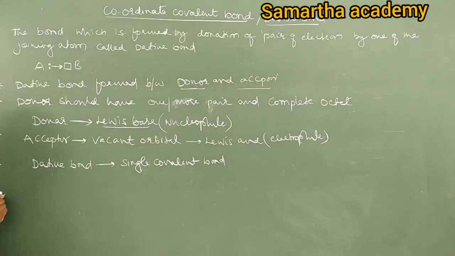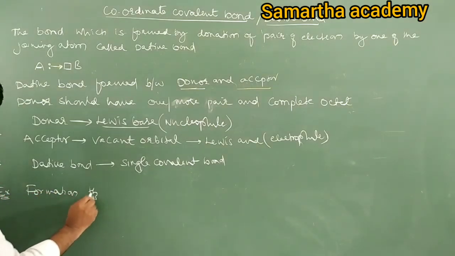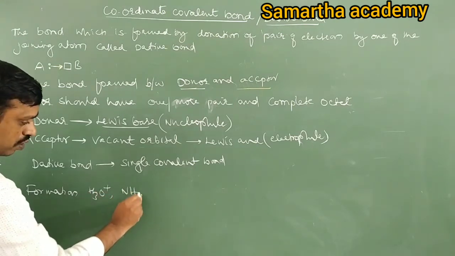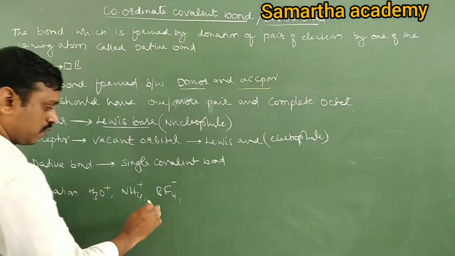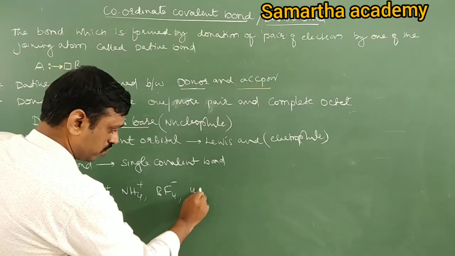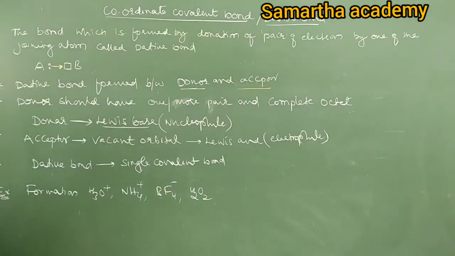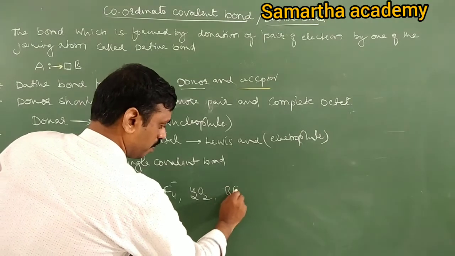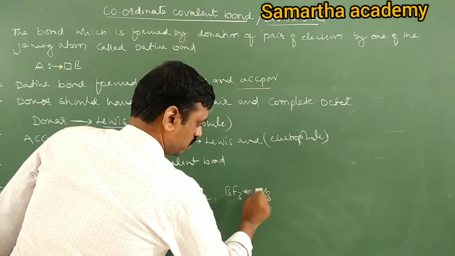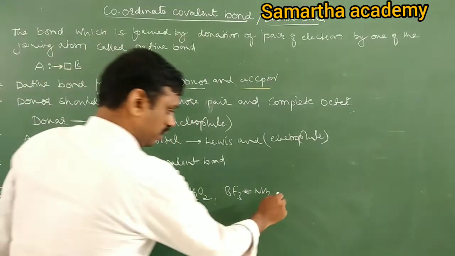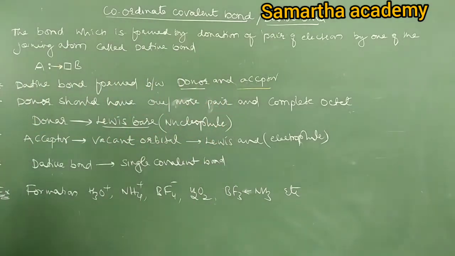Next example. Formation of H3O plus, ammonium ion, BF4 minus, even H2O2 also, BF3 ammonia, etc. These are molecules or ions having a coordinate covalent bond.